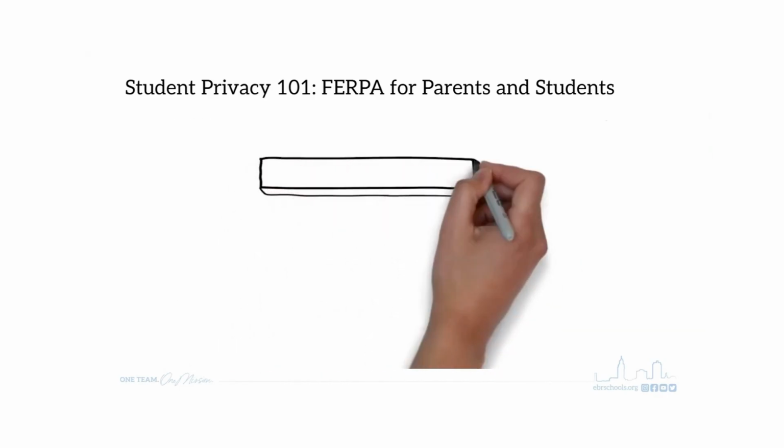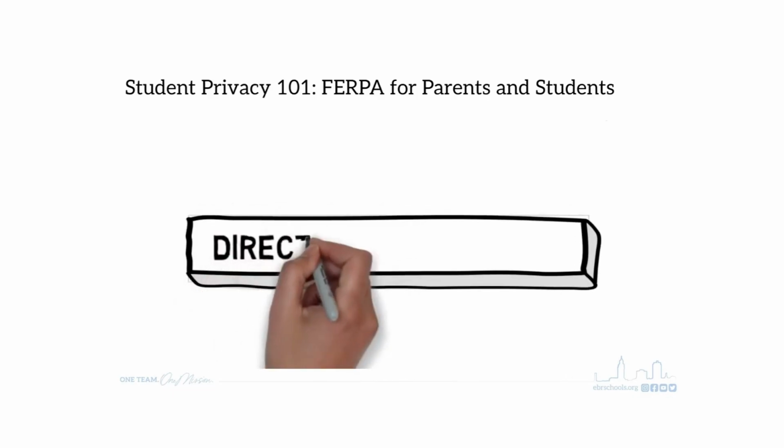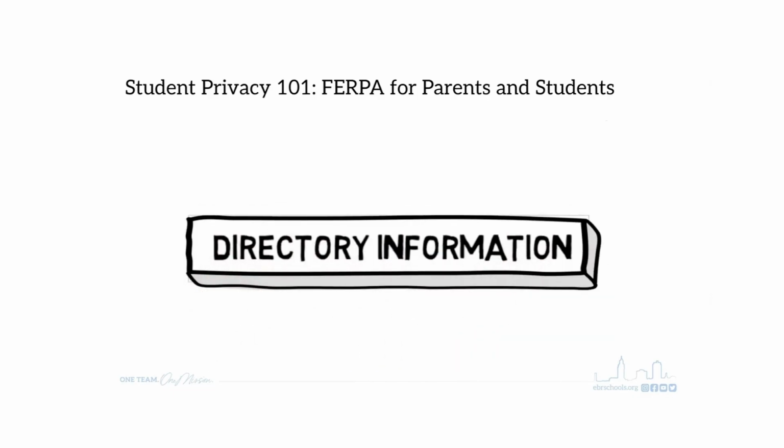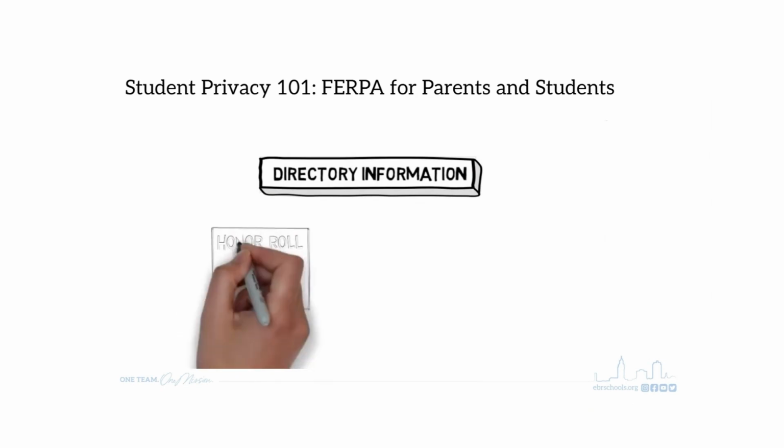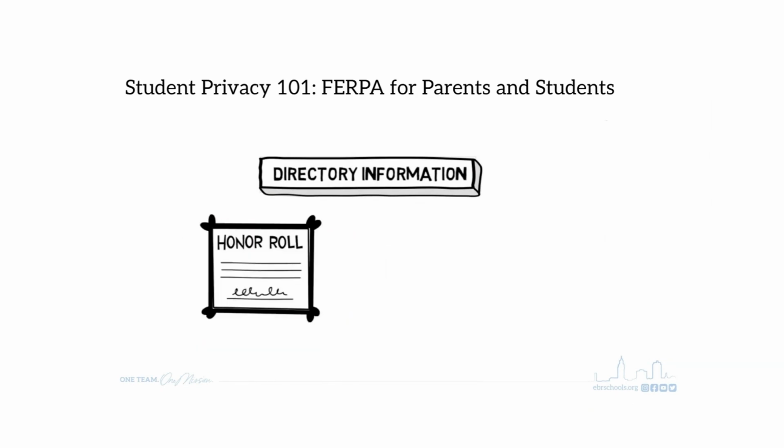Students don't attend school anonymously, so schools routinely share some basic information about students, called directory information. If a school is going to share directory information, it must notify parents and students who are 18 or over or who attend post-secondary institutions.